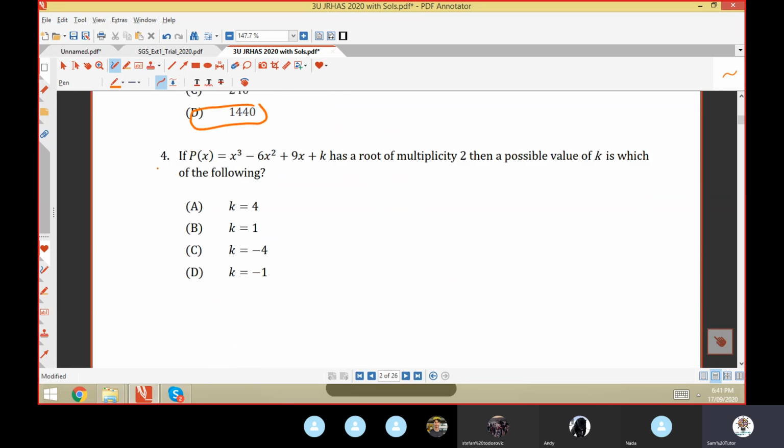Question 4, sorry. Has a root of multiplicity 2. What does that mean? That means P of x and P dash of x both have the same root at x. If this has a root of multiplicity 2, then a possible value of k is which of the following?